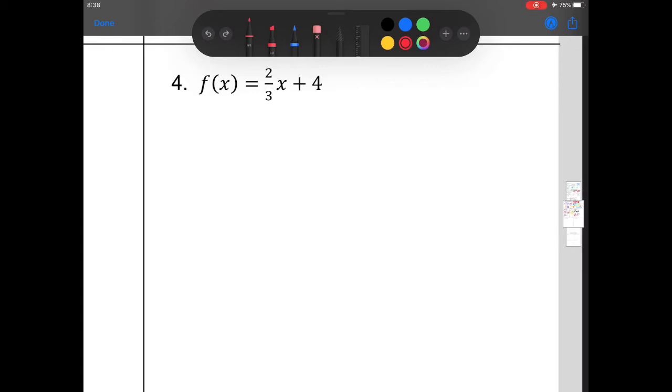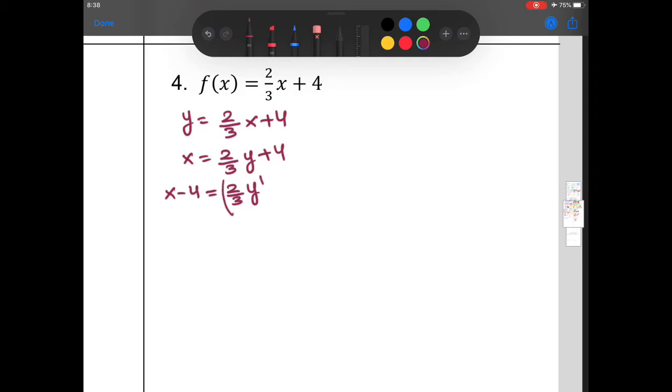So again, the first thing to do is find the inverse. Anytime you find the inverse, you must set it equal to y if it's in function notation. So I'm going to first set it equal to y. So y is equal to 2 over 3 x plus 4. Switch. So it'll be x equals 2 over 3 y plus 4. I want to solve for y. So it's x minus 4 equals 2 over 3 y, right? And what do you do? Now you want to get rid of the coefficient in front of it, right? How do you undo fractions? You multiply by the reciprocal. So this would be 3 over 2.